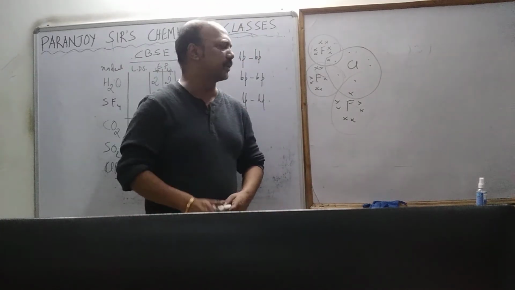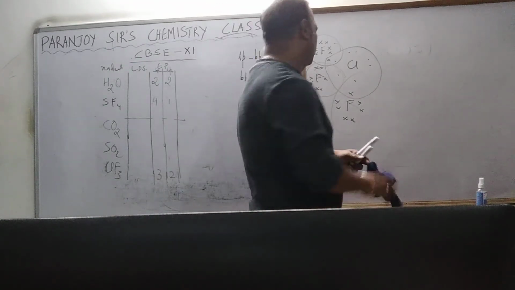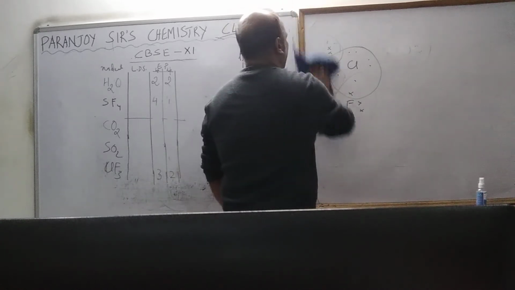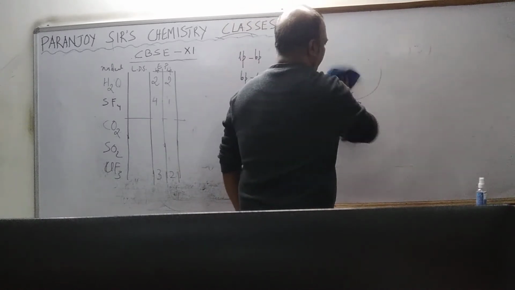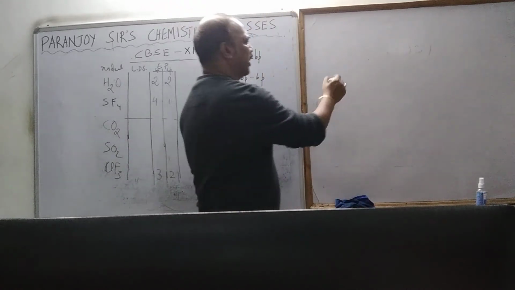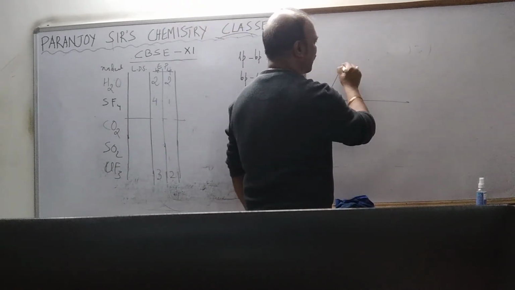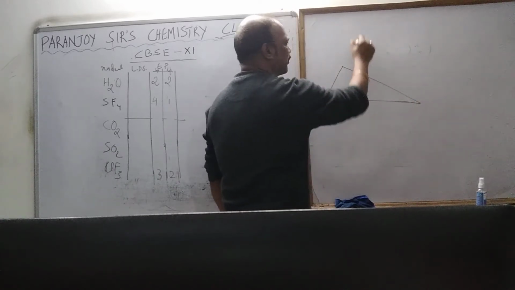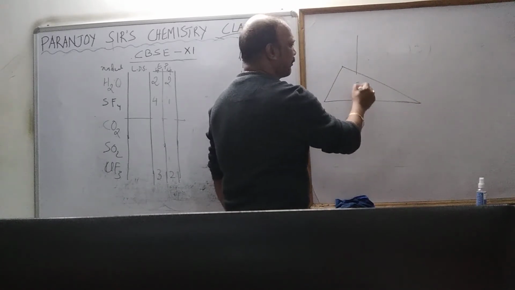So the total number of pairs is how much? 5. If 5, what should be the geometry? Triangular bipyramidal. Very good. Triangular bipyramidal. Cl is here.